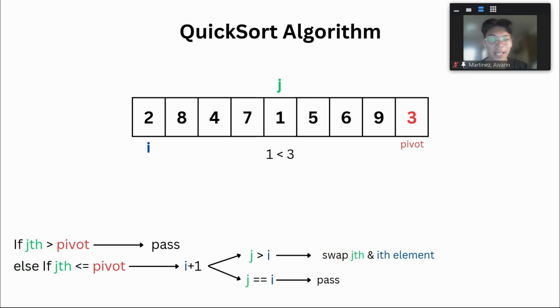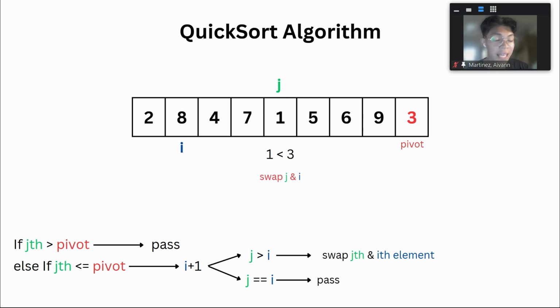Again, iterating j, we have to ask again, is our jth element, which is 1, greater than our pivot element? No, because 1 is not greater than our pivot element 3. So we have to go to our second if statement. Is our jth element less than or equal to our pivot element? Yes, because 1 is less than 3. So again, we have to iterate i.